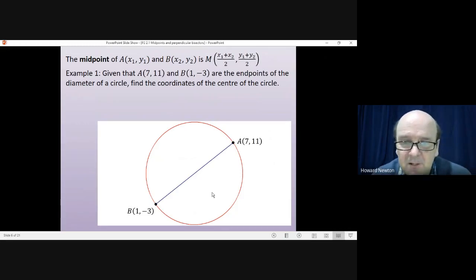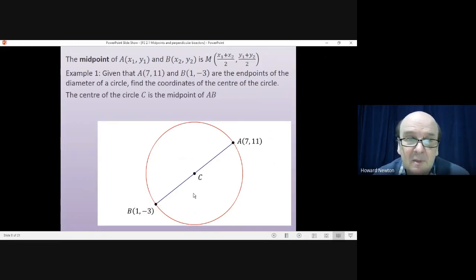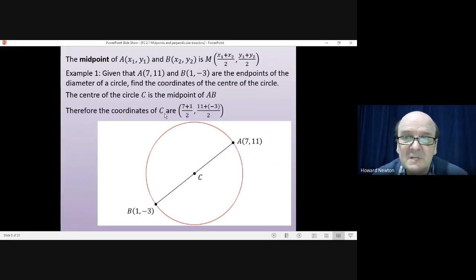Okay, let's have a look. So C is the center of the circle, and it is also the midpoint of AB. There are no tricks or catches in this. The coordinates of C will be the two x coordinates added together, 7 plus 1, and divided by 2, and then the two y coordinates added together, 11 plus minus 3, divided by 2. That gives us 8 over 2 and 8 over 2, which gives us 4, 4 for the coordinates of the center of the circle.